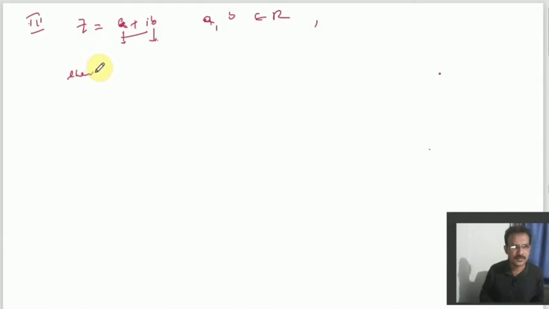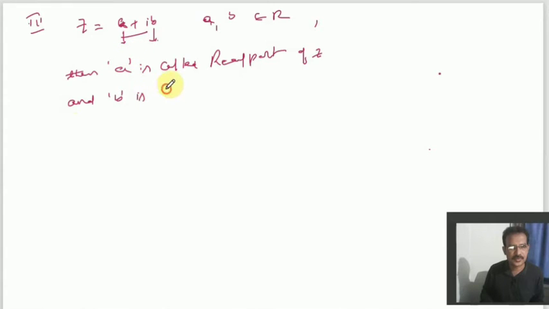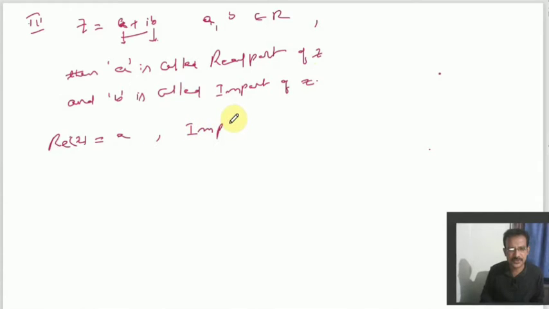Then a is called the real part of z and b is called the imaginary part of z, the complex number z, and we write it as Re of z in the above complex number is equal to a, and imaginary part, Im of z, means imaginary part of z is equal to b.